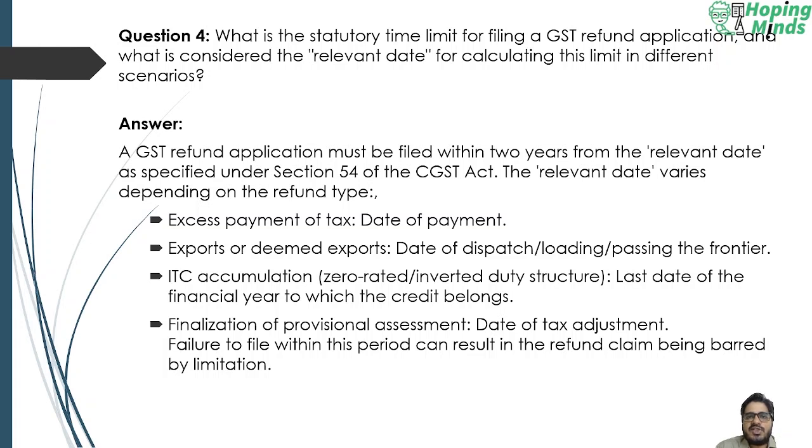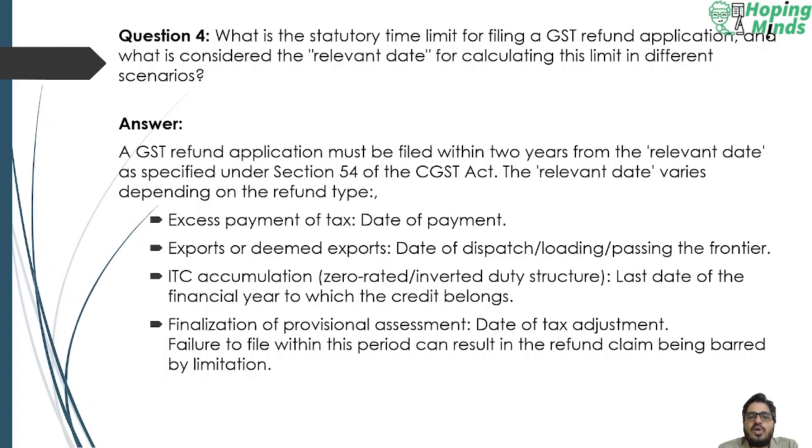Moving ahead, what is the statutory timeline for filing a GST refund application and what is considered the relevant date for calculating this limit in different scenarios? So, a GST refund application must be filed within 2 years from the relevant date as specified under section 54 of the CGST Act. The relevant date varies depending on the refund type. In case of excess payment of tax, the relevant date is the date of payment. So, 2 years should be counted from the date of payment.